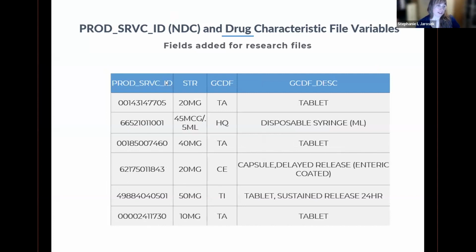And then they also add information on the strength, the dosage form, and then there's a text description of the dosage form. So, TA is tablet or HQ is a disposable syringe. So for each product service ID, because they contain so much information, we get information on the strength and the type of dosage.